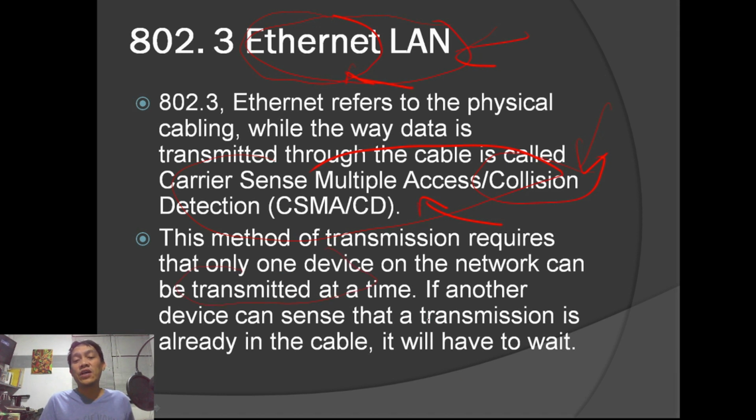If another device senses that a transmission is already in the cable, it will have to wait to avoid collision. Okay, so that is the CSMA/collision detection.